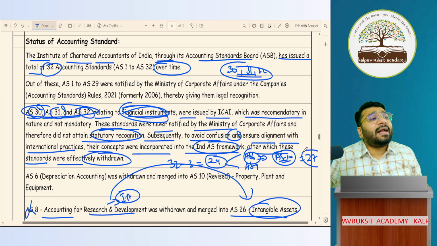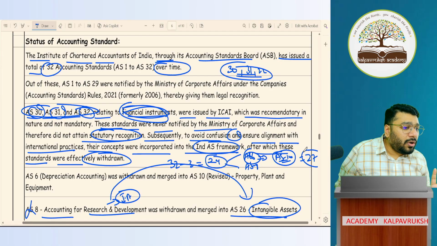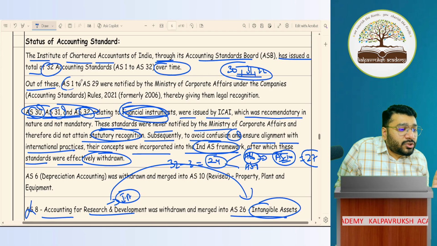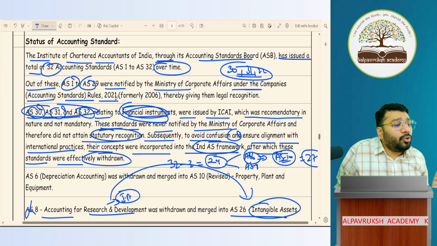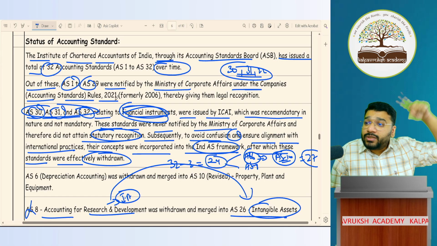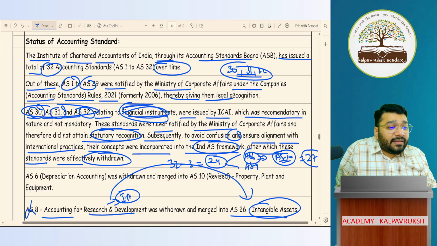27 accounting standards have been left, which have been notified by MCA so far. Got it? Not got it? So out of these, AS 1 to 29 were notified by MCA under the Companies Accounting Standard Rules 2021, which was formerly known as 2006, thereby giving the legal recognition.